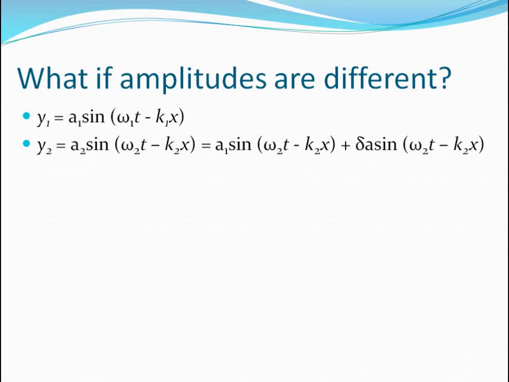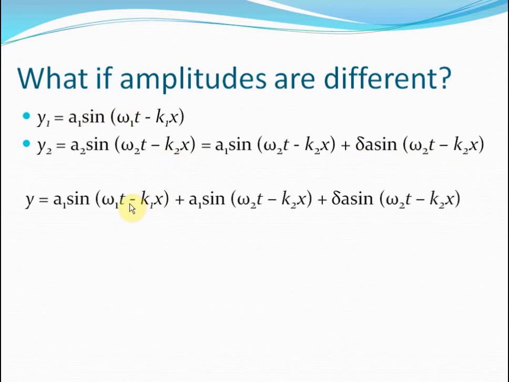A1 and A2 are similar in range, and in such cases we can say A2 is equal to A1 plus delta A. And this is how we can write the equation y2 equal to A2 sin omega 2t minus k2x. We can depict this in the manner shown. Now if we add both these equations, because y is still y1 plus y2, then the net resultant wave we will get will be A1 sin omega 1t minus k1x, that's y1, plus A1 sin omega 2t minus k2x plus delta A sin omega 2t minus k2x.